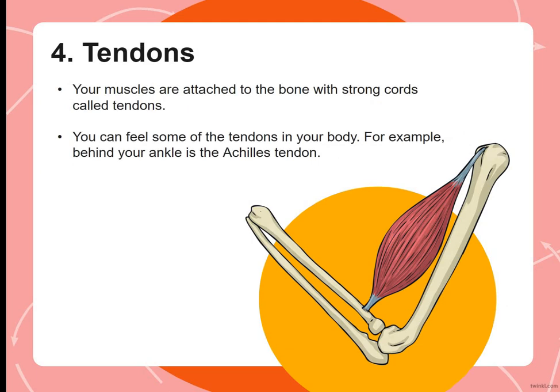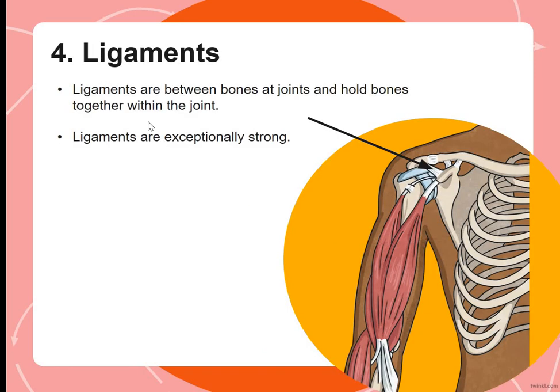What's a tendon? A tendon is a strong cord that will attach the muscle to a bone. So this blue thing, this is a tendon. It attaches the muscle to a bone. So muscles and bones are connected together by tendons. For example, behind your ankle, there is the Achilles tendon. What are ligaments? Ligaments connect bones together. So if I have a bone and another bone, they are connected together with a ligament, while a muscle and a bone are connected together with a tendon.